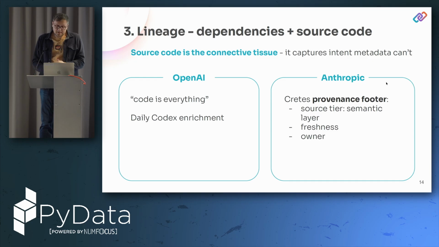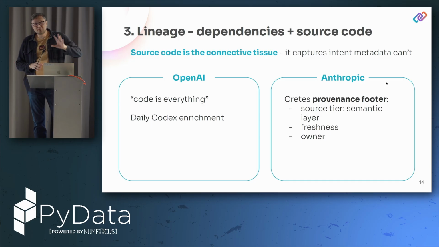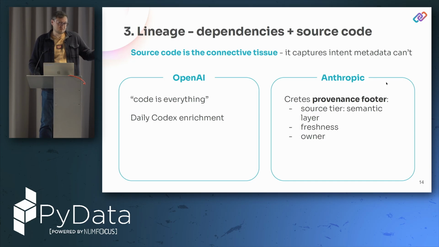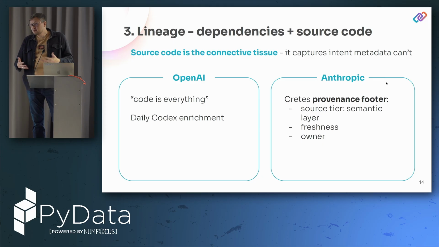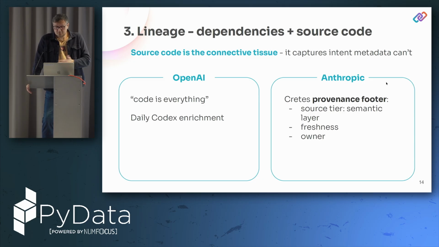So lineage is about not only data dependency but also code dependency. At OpenAI, it's very clear messaging: code is everything, because code gives them a lot of context, a lot of enrichment, and they do daily updates populating all this information about their data tables and everything. Anthropic, of course, also needs all this stuff.